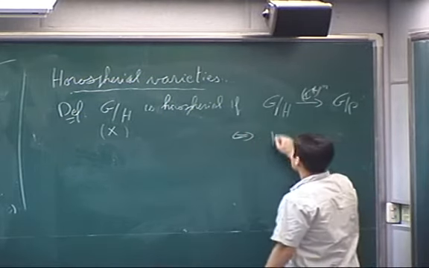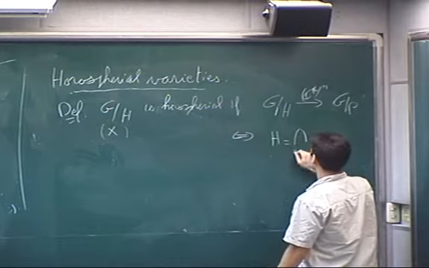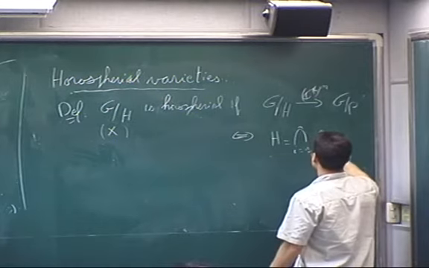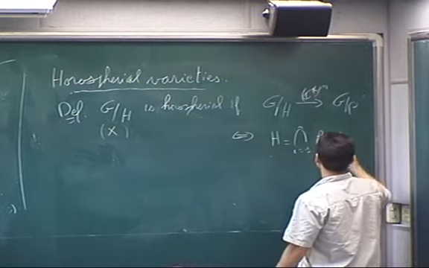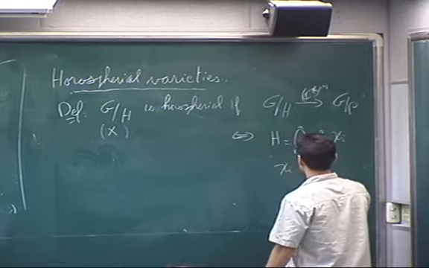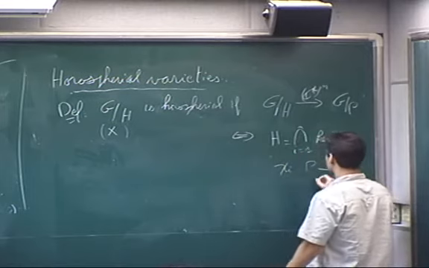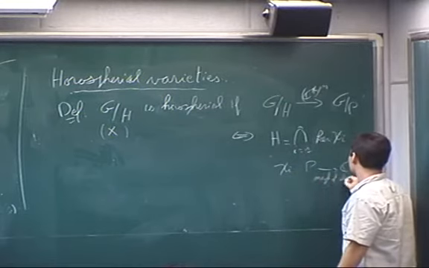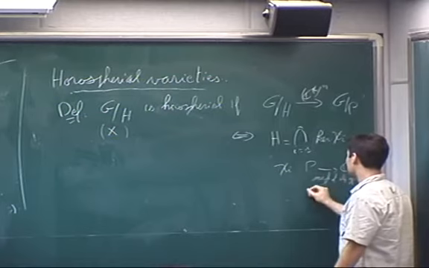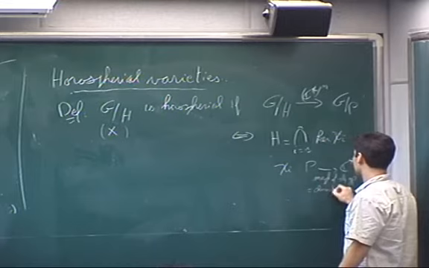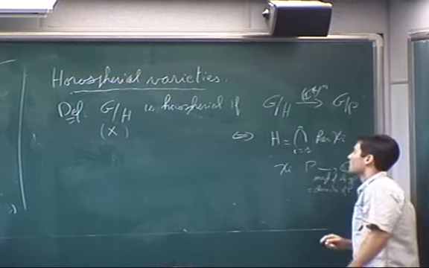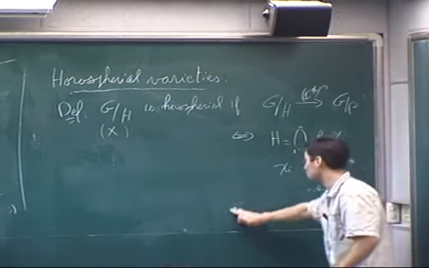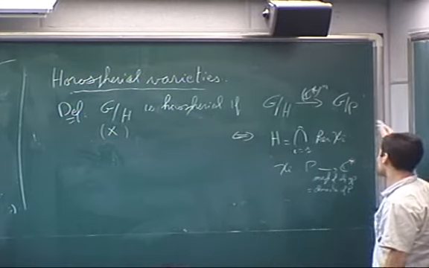Another definition is to say that H is the intersection of the kernel of n characters chi i from P to C star, so morphisms of algebraic groups, so characters of P. Okay, and we also have a third equivalent definition, but I will not give it here. So two definitions are enough.